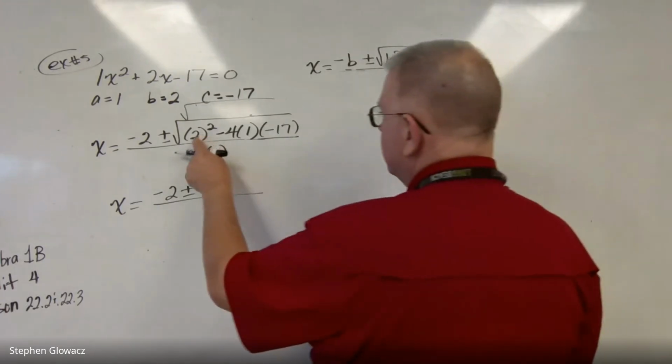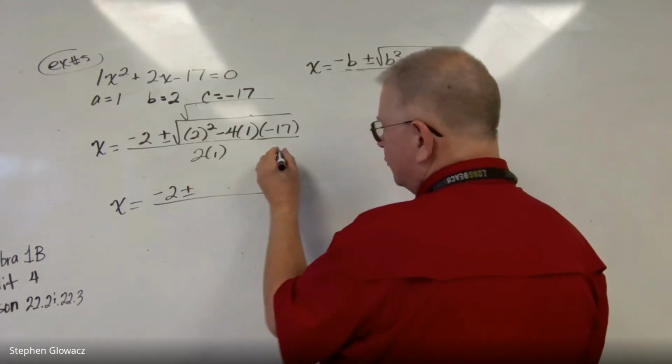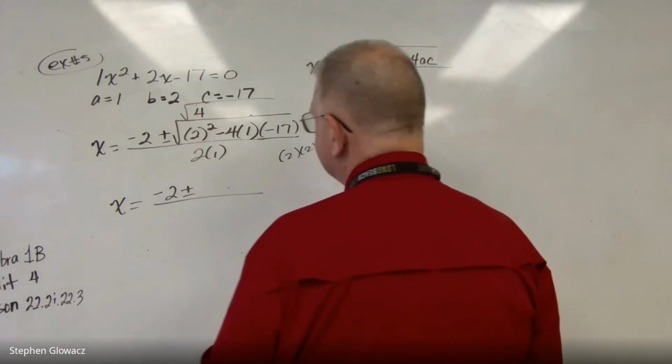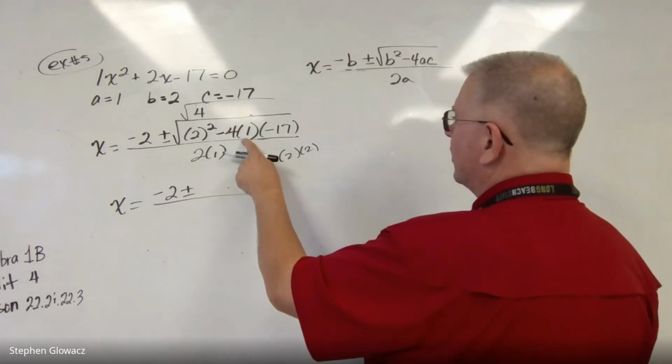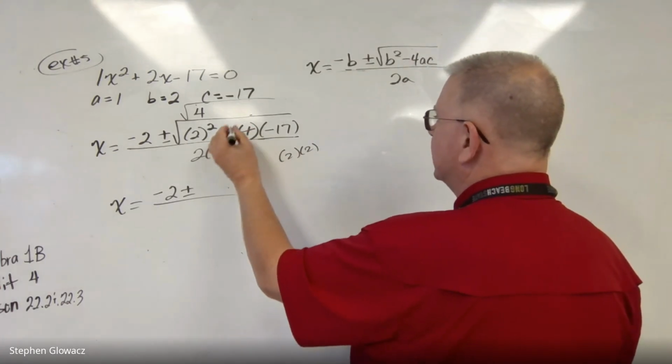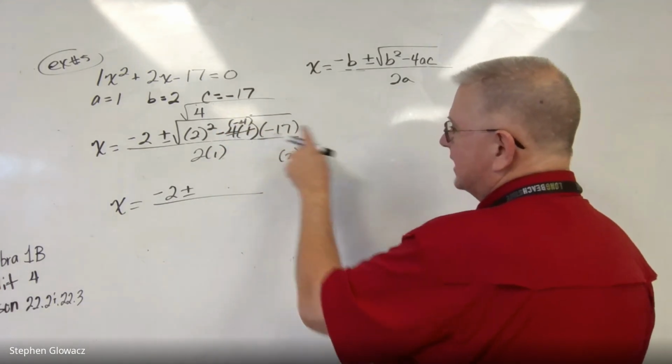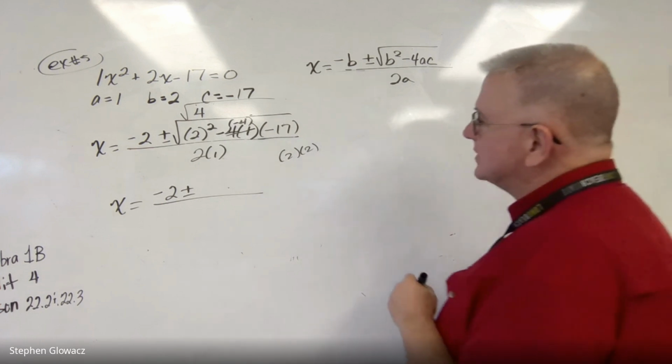2 squared, remember, 2 squared means take the number 2 and multiply 2 of them. 2 times 2 is 4. And then over here, negative 4 times 1 is negative 4. Negative 4 times 17 is positive 68.